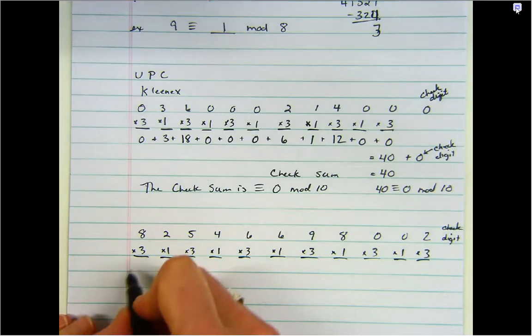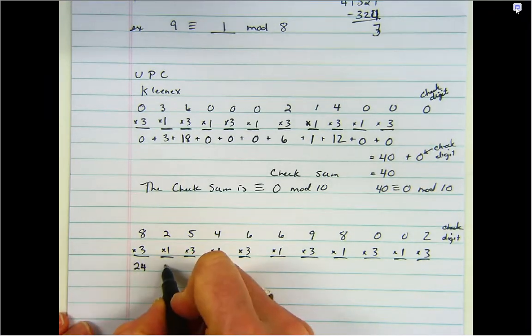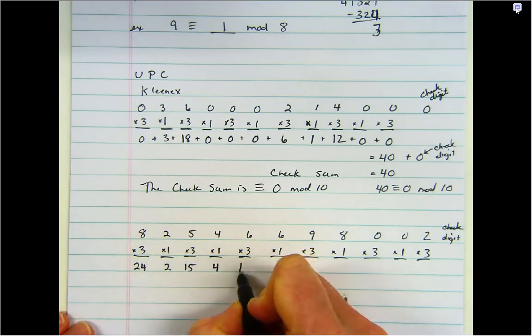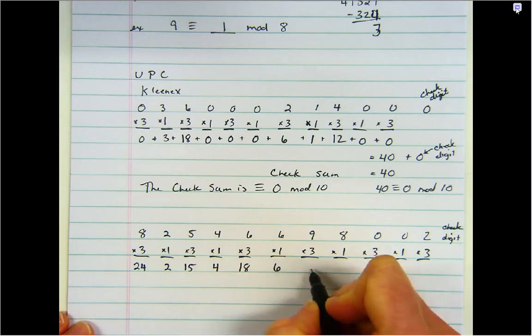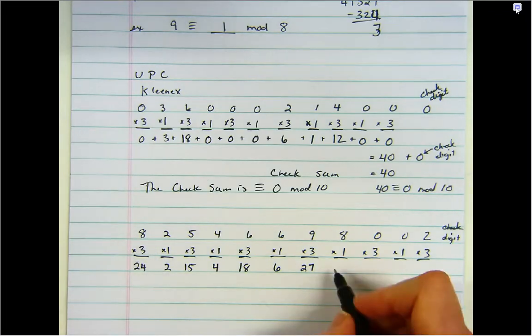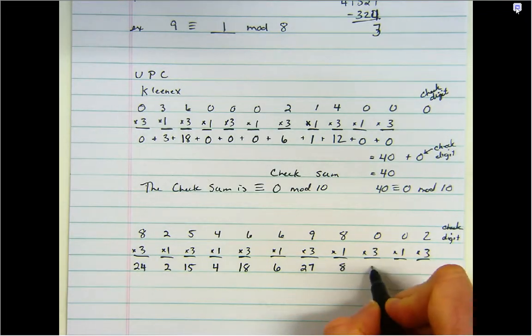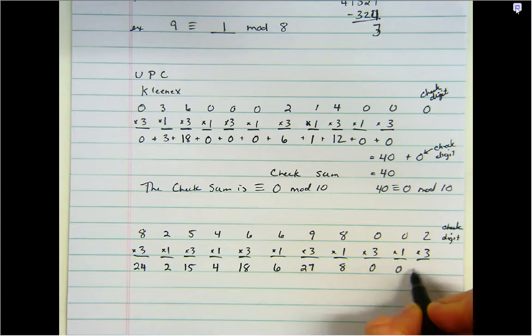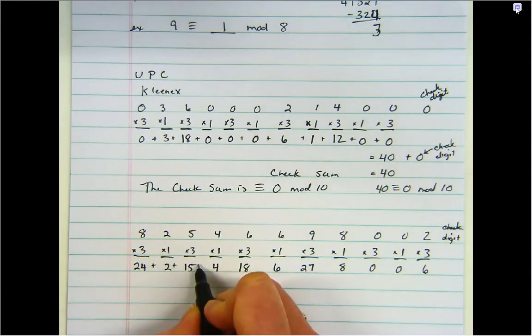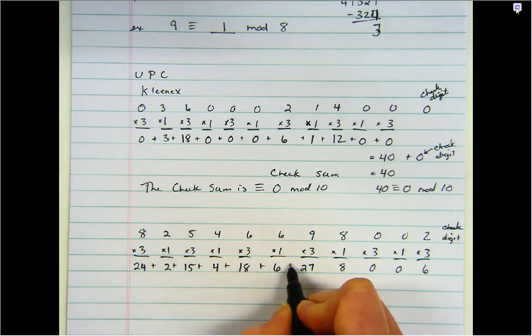So 3 times 8 is 24, 1 times 2 is 2, 3 times 5 is 15, 1 times 4 is 4, 3 times 6 is 18, 1 times 6 is 6, 3 times 9 is 27. You started with the little bitty number, right? The little tiny one? Yeah. Okay, thanks. 1 times 8 is 8, 3 times 0 is 0, 1 times 0 is 0, 3 times 2 is 6. It pays to check your arithmetic as you go along here.